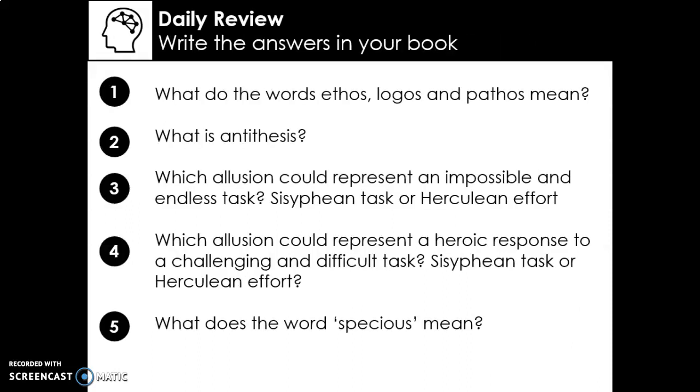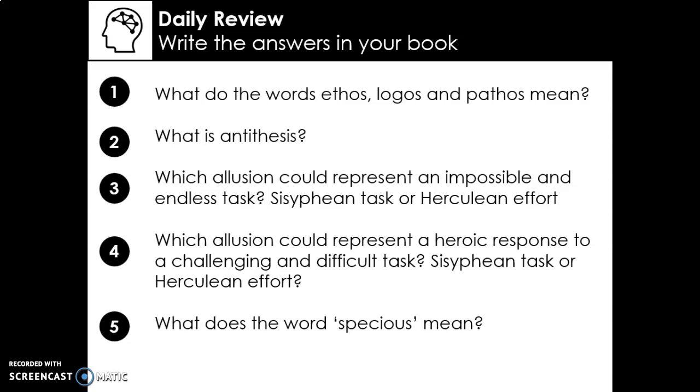All right. So we are going to do our daily review. I'm going to read through our tasks. Then you press pause and make sure you make a record in your book. And then we'll go through the answers together. Number 1, what do the words ethos, logos, and pathos mean? Guys, in your answers, you don't have to do full sentences. It can be keywords just to check in.